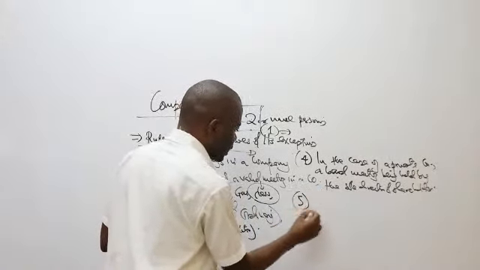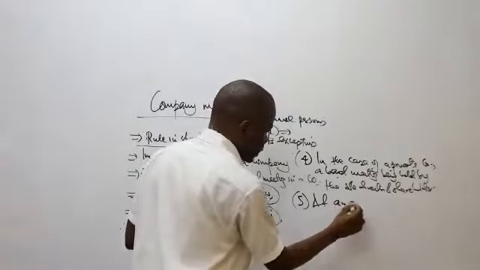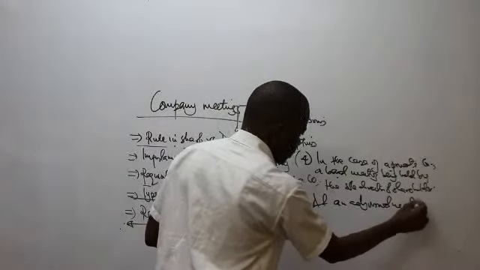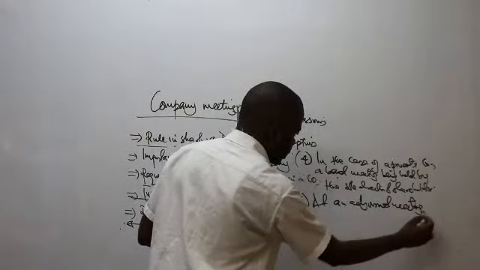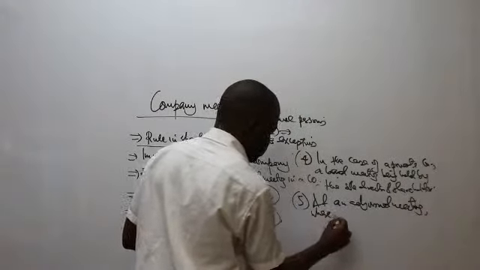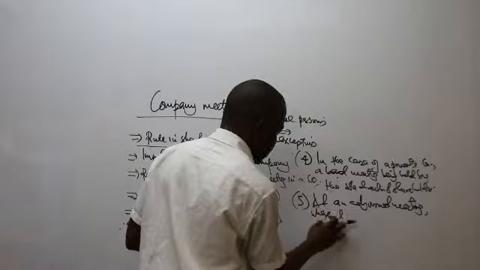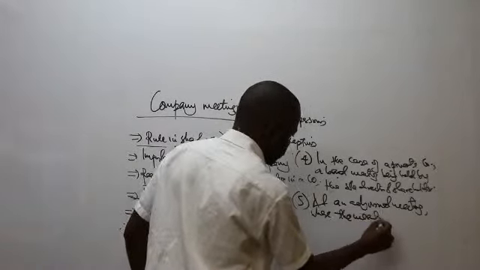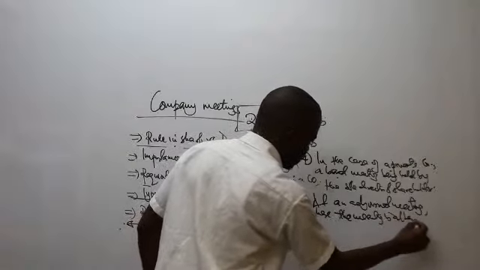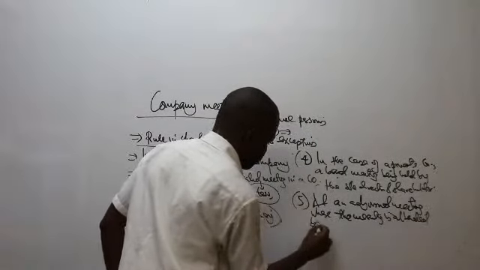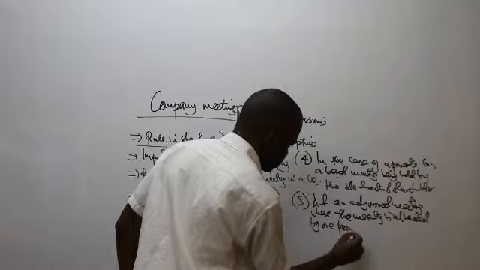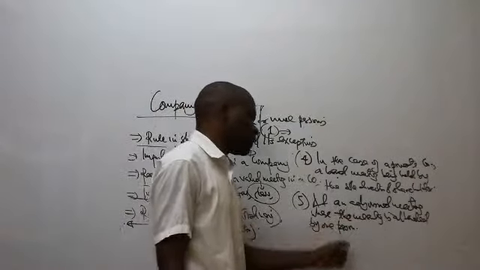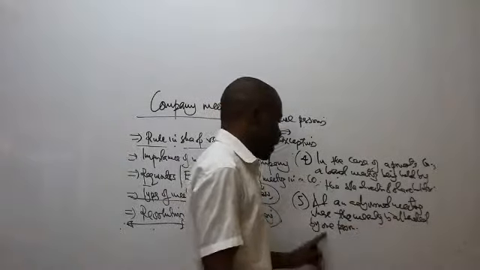Number 5, at an adjourned meeting, where the meeting is attended by only one person. So at a postponed, adjourned meeting, the meeting is attended by one person.